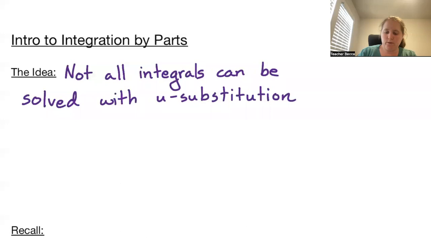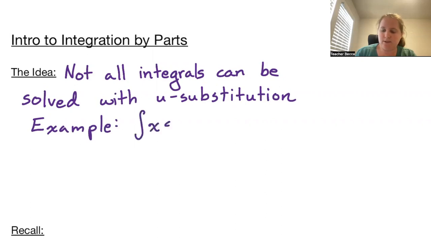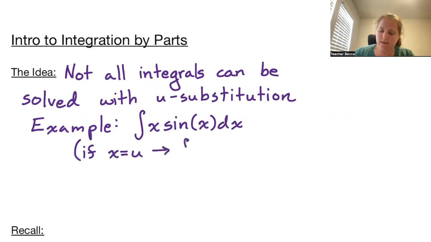So for example, if we wish to take the integral of x times sine of x dx, it will do us no good setting x as u, since that would just change it to an integral of u sine of u du. Right? So if x equals u, then we would just get the integral of u sine of u du, which looks exactly the same, just a different variable.